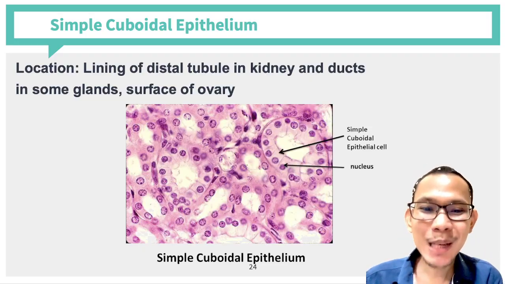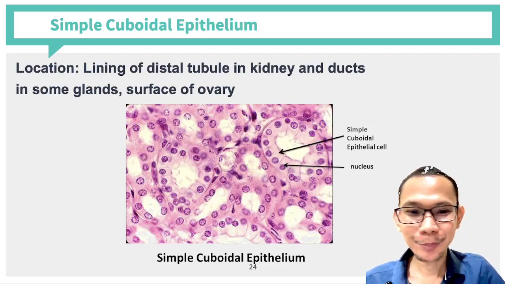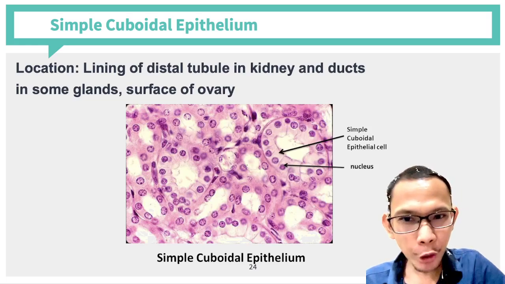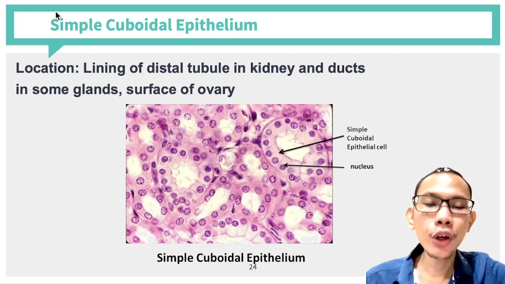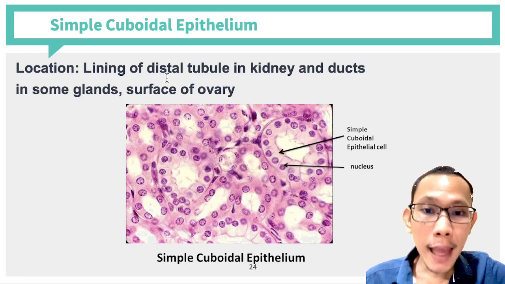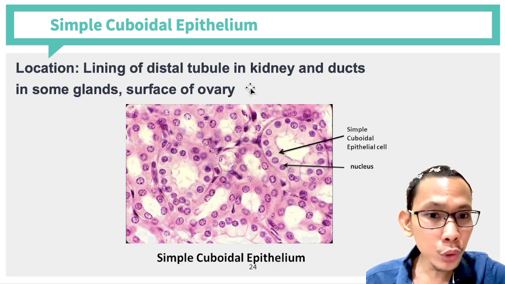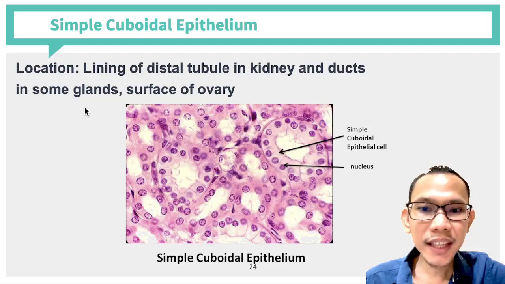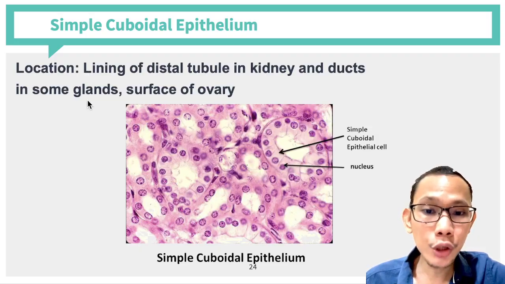Now, how about simple cuboidal? Simple cuboidal. Simple, one layer. Cuboidal, cube-like structure. Okay, location: lining of the distal tubule in your kidney and ducts and in some glands and surface of your ovary.